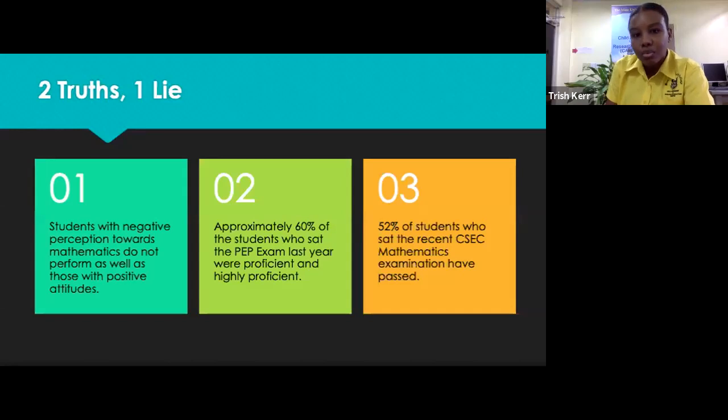However, number 2 is not true, because it's less than 50% of the students who sat the PEP exam last year who were actually proficient and highly proficient. So can you imagine, more than half of the population of students who are sitting the PEP exam are failing mathematics.